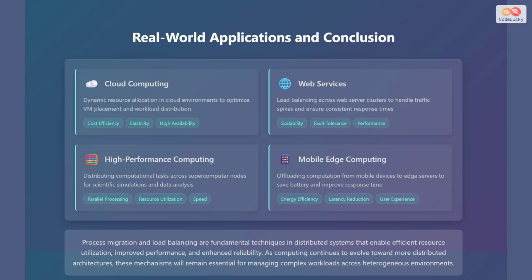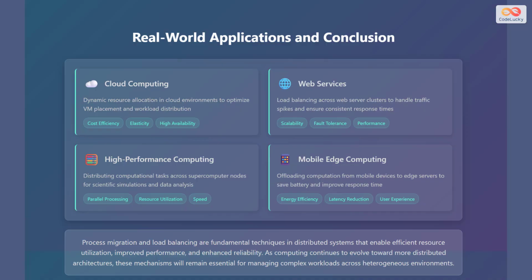In high-performance computing, it distributes computational tasks across supercomputer nodes for scientific simulations and data analysis, enabling parallel processing, better resource utilization, and faster results. For mobile edge computing, it offloads computation from mobile devices to edge servers to save battery and improve response time, which results in energy efficiency, reduced latency, and enhanced user experience.